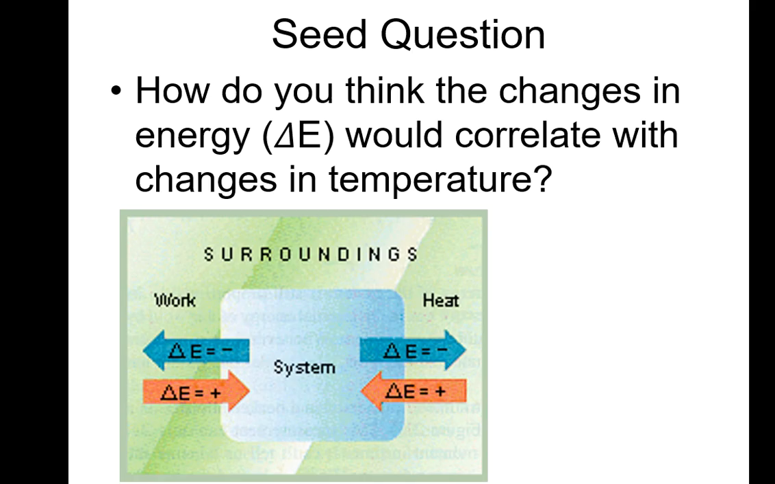Okay, now we come to our seed question. So in reference to what we just described for our system and surroundings, how do you think the changes in energy, the delta E, either positive or negative, would correlate with changes in temperature? All right, at this time, the teacher is going to pause the video, give you about 30 seconds to a minute to discuss this. The teacher will call on some of you to get an idea of how you understand this, and then we'll continue the video. Pause the presentation now, please.